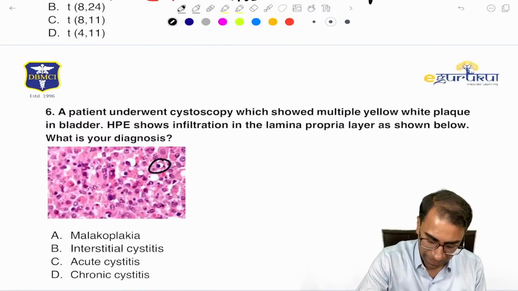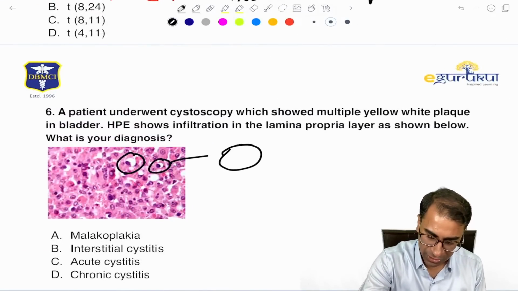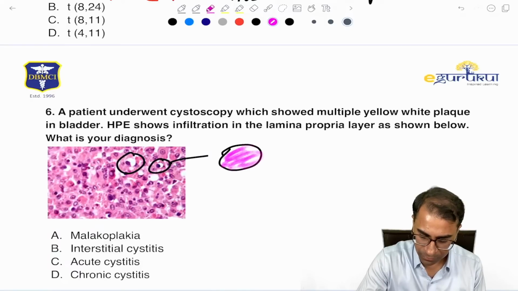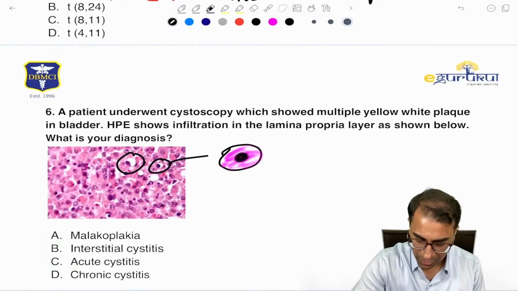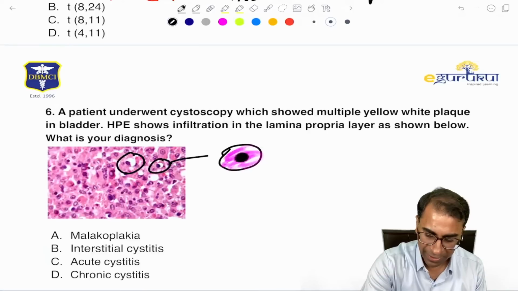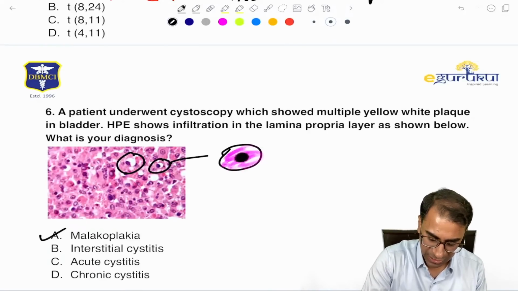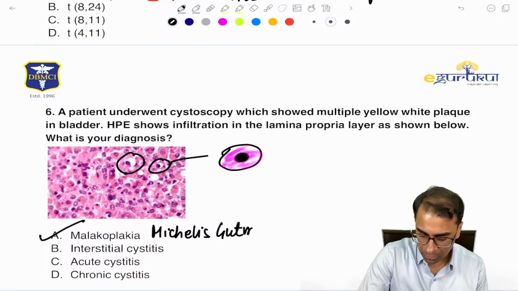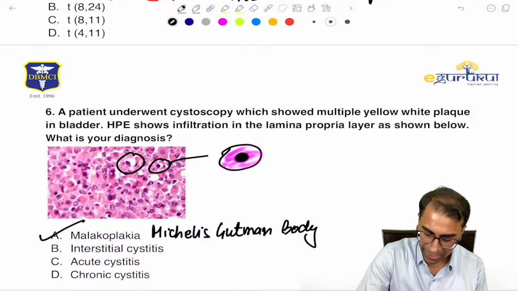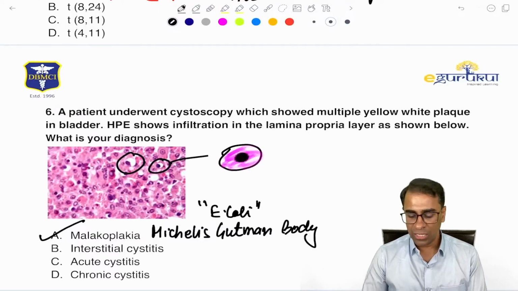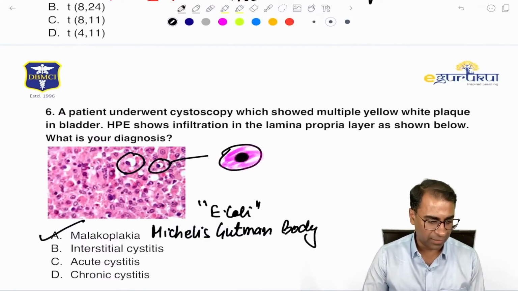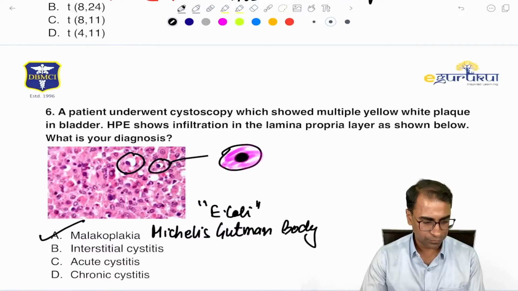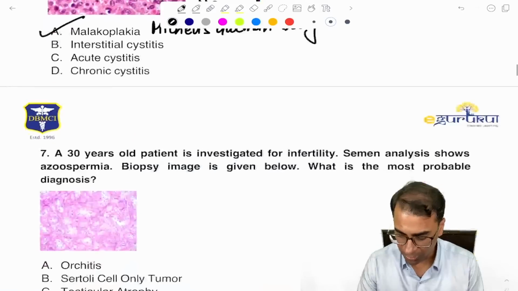A patient underwent cystoscopy, and you see all these black color depositions. These are actually macrophages, and in the macrophages you're looking at a black color deposition. This type of deposition is called Michaelis-Gutmann bodies, and is seen in Malakoplakia. It is seen in Escherichia coli infection, and the whole thing is called Malakoplakia. Okay? Next question.